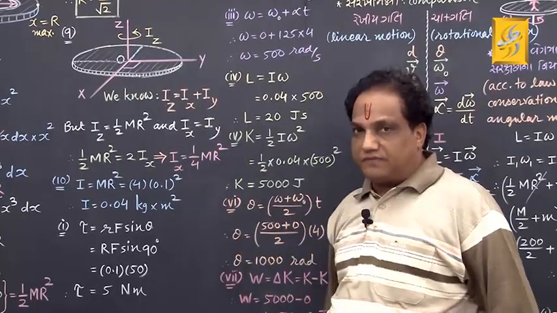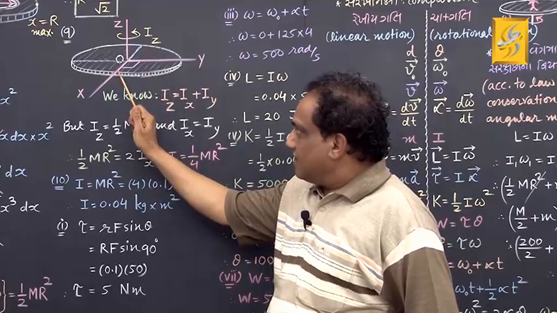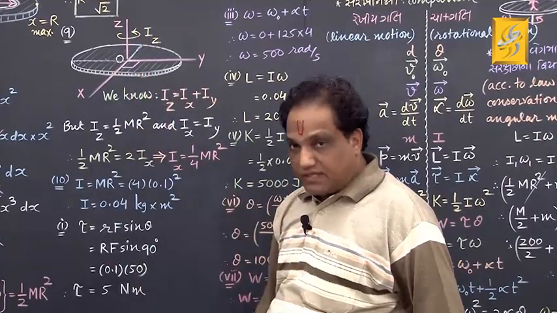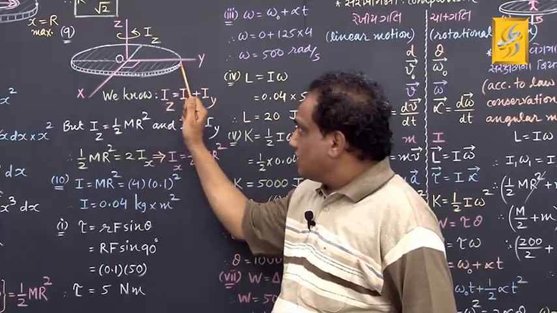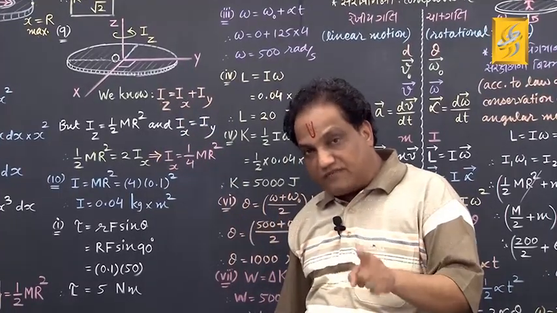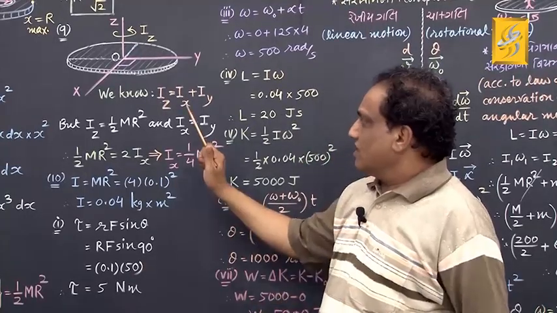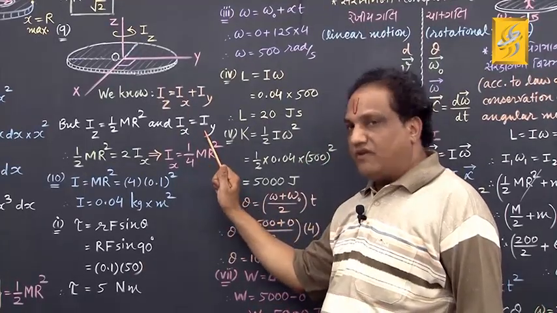Ix equals Iy. Why? What is the reason? See, this is also an axis passing through the diameter of the disc, and this is also an axis passing through the diameter of the disc. For any disc, about any axis which is passing through its diameter, the moment of inertia would be the same. So whatever is the value of Ix, same is the value of Iy.